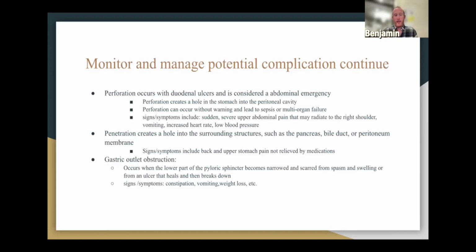And we also can have gastric outlet obstruction, and that can occur when the lower part of the pyloric sphincter becomes narrowed and scarred from spasm and swelling, and that can then break down. Some signs and symptoms of gastric outlet obstruction include constipation, vomiting, and weight loss.